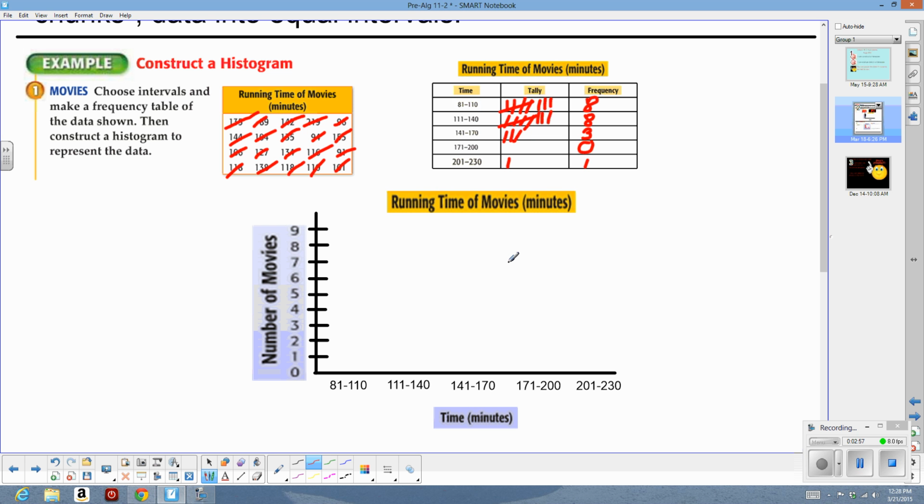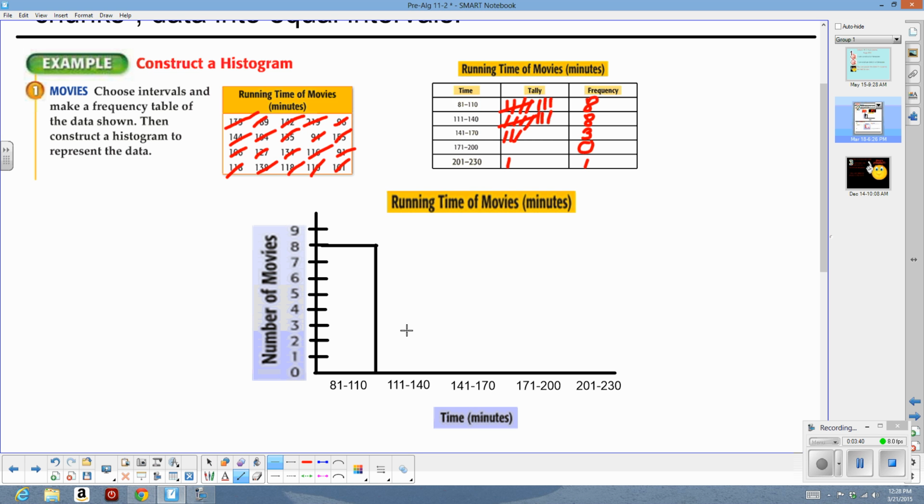So let's go ahead now and start our first category, 81 to 110. That was a total of 8 movies. So I'm going to make a big wide bar, make that a little bit bigger. So this bar right here was for the number of movies that were between 81 and 110 minutes long, and there were 8 of them.